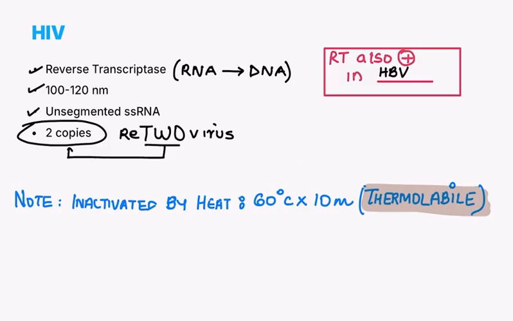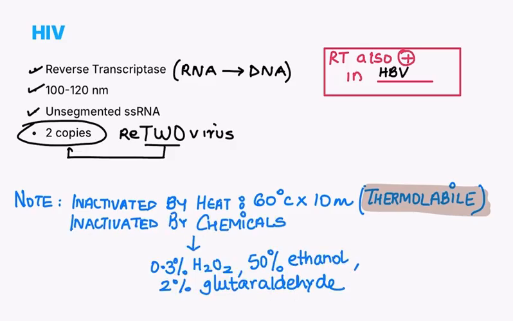What about the chemicals which are often used in the hospital setups? Yes, it can be inactivated by them also, and again, I don't make you learn individual chemicals, but it's HIV, so you have to. So please note, hydrogen peroxide 0.3% can inactivate it, glutaraldehyde 2% can inactivate it, and so can 50% ethanol or alcohol. So this is chemical disinfection as well as physical disinfection, which can take care of HIV.